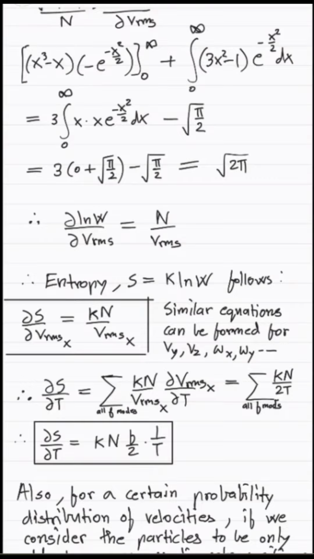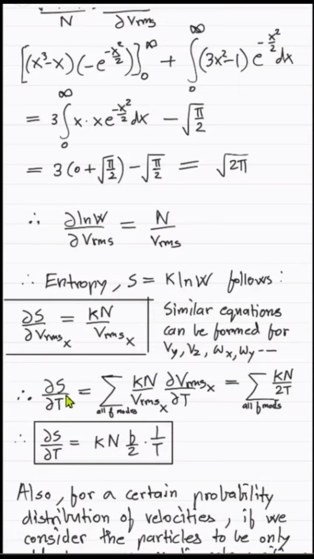But then remember that VRMS in the x direction is actually known using temperature, right? So we know that half small m VRMS squared is equal to half kT. So our VRMS is the square root of kT upon m. So using that, you can write this equation using temperature alone.